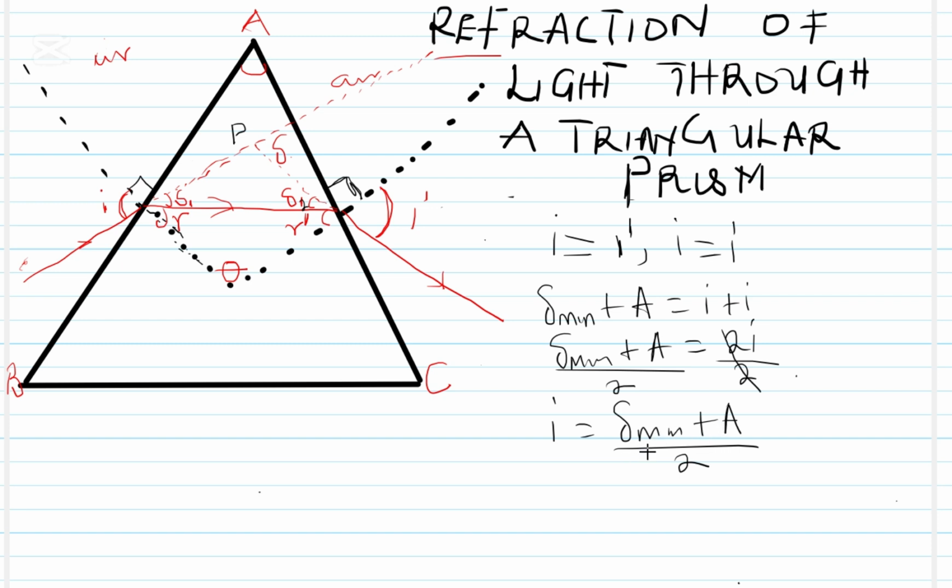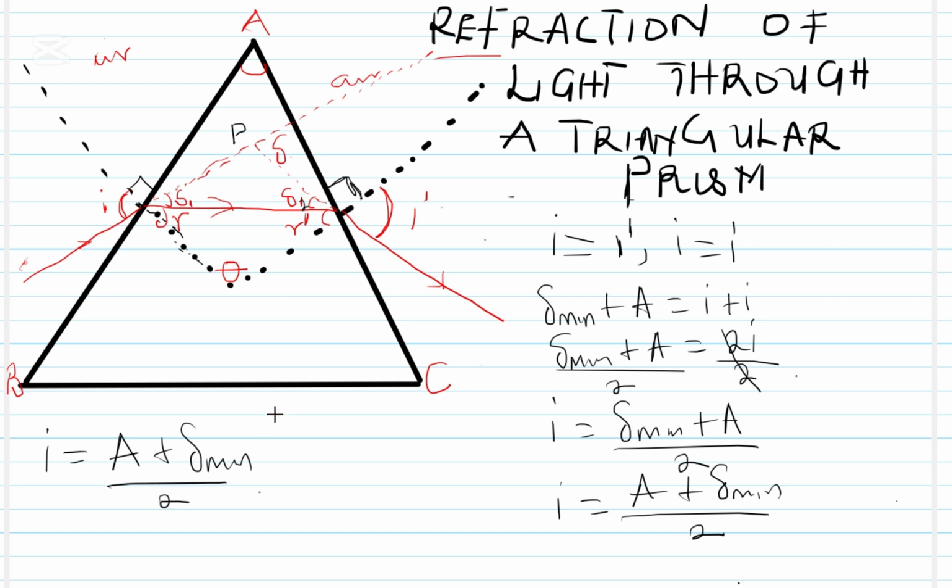I'm going to rearrange this and put the A first because addition is commutative. It doesn't matter whether you say 2 plus 1 or 1 plus 2, you still get the same solution. So we say that the I, which is the angle of incidence, is equal to A plus deviation minimum all over 2. All right, let's write this up somewhere here. Our I is equal to the apex angle plus deviation minimum all over 2. So we call this our equation 1 for the minimum deviation condition.